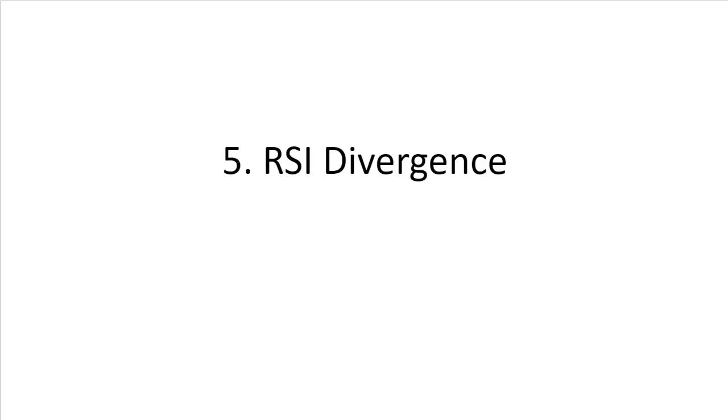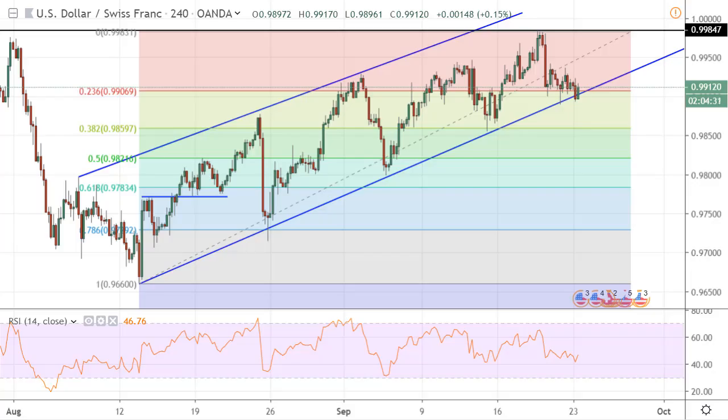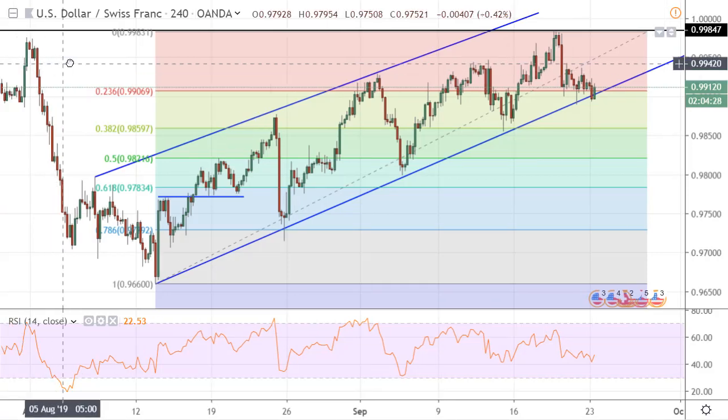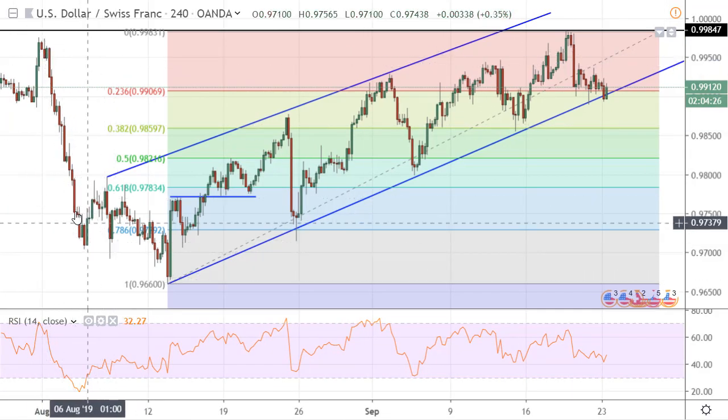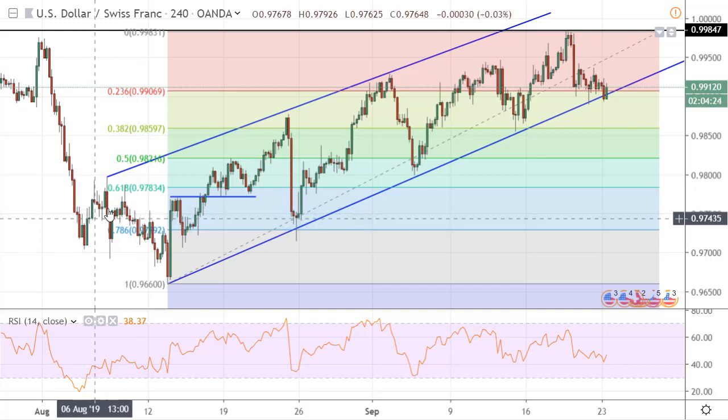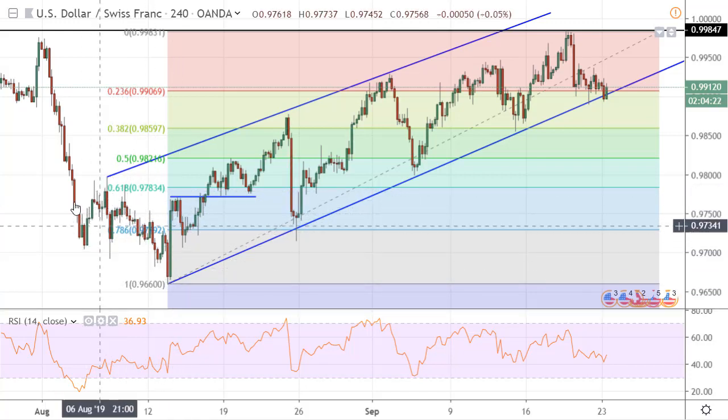Another thing you can use is RSI divergence. Let me show you on the chart. As you can see over here, price came from this down move and started to consolidate a little bit, but was still making those lower lows, as you can see over here.